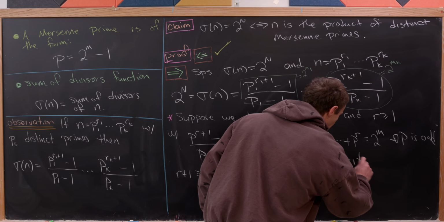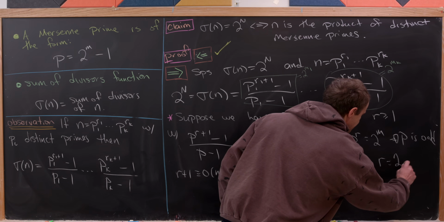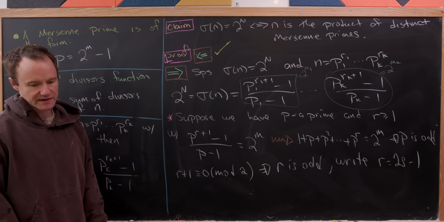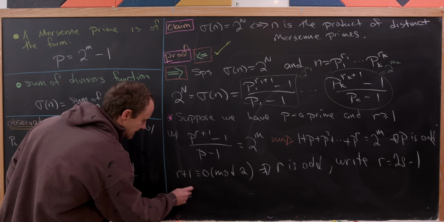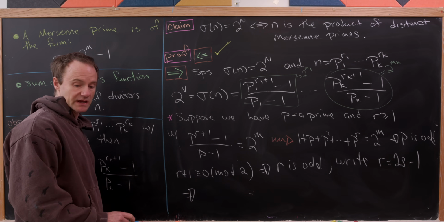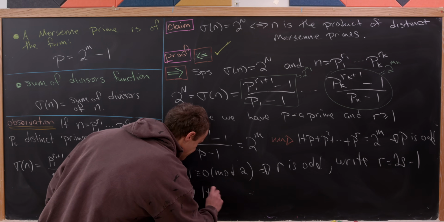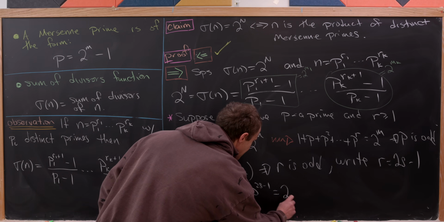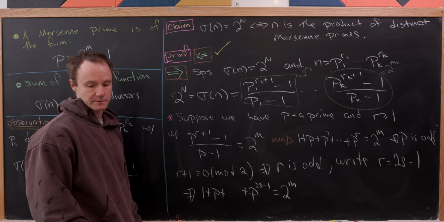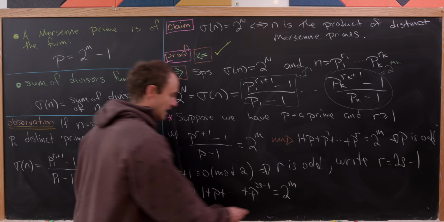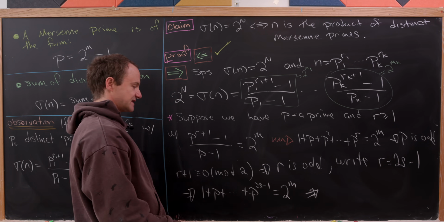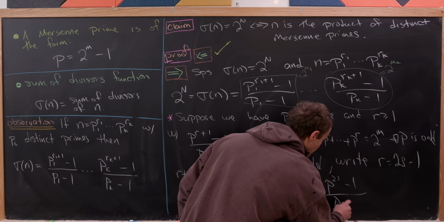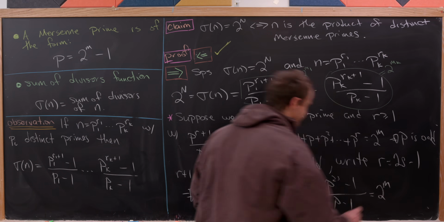So let's write r as 2s minus 1. So we can write odd numbers like that. But now let's observe, that's going to give us the following equation. We'll have 1 plus p plus p squared all the way up to p to the 2s minus 2 is equal to this power of 2. But then from there, we can resum that as a geometric series, giving us (p to the 2s minus 1) over (p minus 1) is this power of 2.